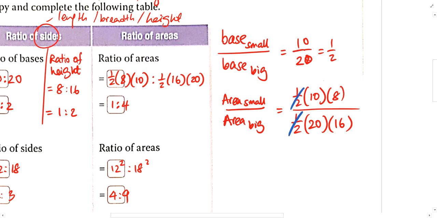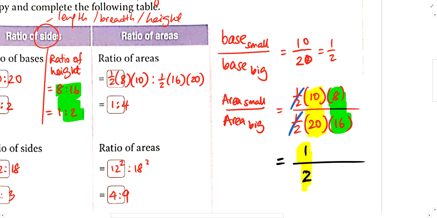Half and half obviously cancel, right? Then 10 and 20. Remember this one was our ratio of base, right? So we can simplify this to become 1 over 2. That's the ratio of base. Then what is this actually? Ratio of height. What did we say was the ratio of height? 1:2. Why is it that the ratio of base and the ratio of height is the same?